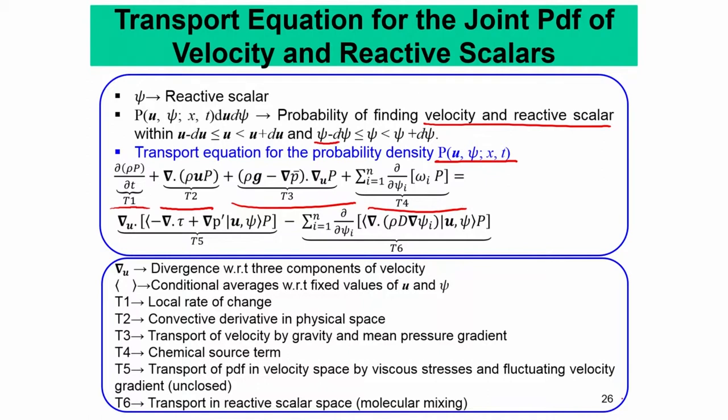One advantage of this PDF equation is that this term is fully closed. T5 is the transport of PDF in velocity space by viscous stresses and the fluctuating pressure gradient, and this is unclosed. T6 is the most difficult term to handle, and is essentially the transport in reactive scalar space.